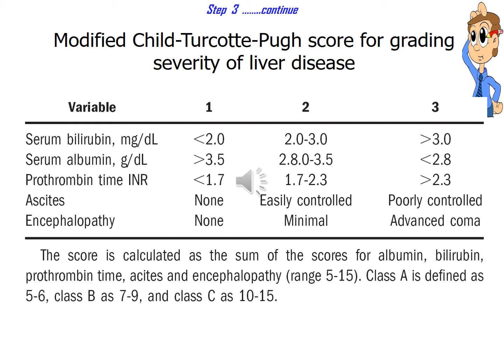If bilirubin is less than 2, you take score 1. If from 2 to 3, score 2; more than 3, score 3, and so on. By the end, the total score is calculated. If the total is between 5 and 6, it is grade A. If between 7 and 9, it is grade B. If from 10 to 15, this is grade C, or Child C, which is advanced liver cell failure.